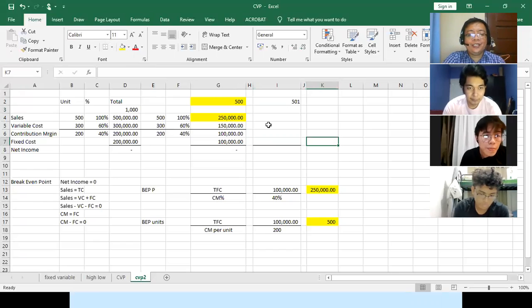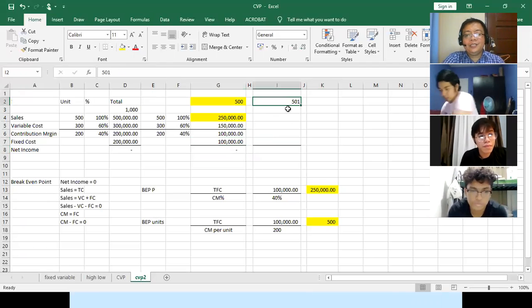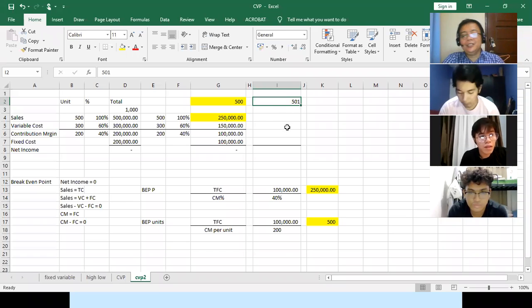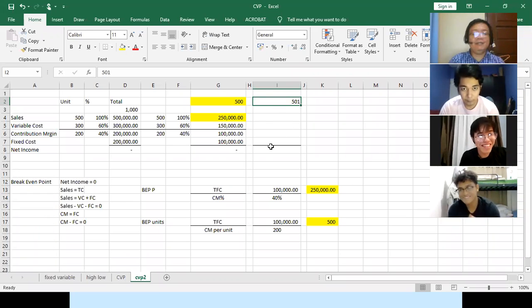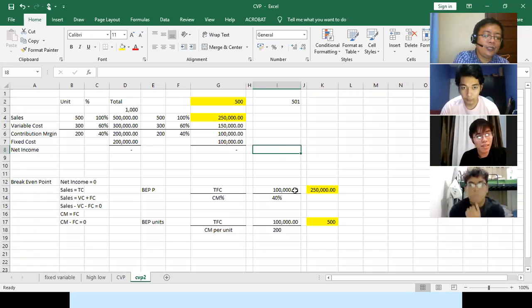Malamang for sure meron. Kasi pag nagbenta ka ng 500, malamang zero ang net income mo. Pero pag nagbenta ka ng 501 pieces of, ano ba binibenta mo, Brandon? Laptop table po. Laptop table. Or let's say, nakabenta ka ng 501. For sure, may net income ka na. The question is, how much? 1 unit po. Malamang mag-long cut kayo. Pero without computing for the long cut, the answer here is 200.